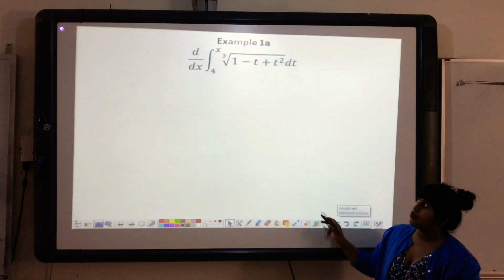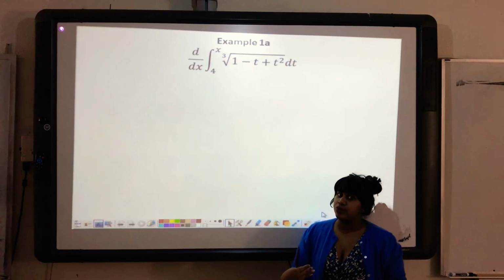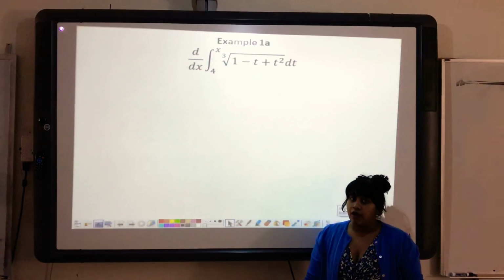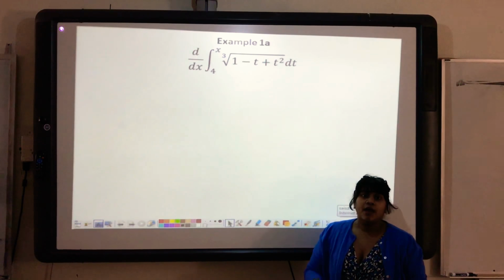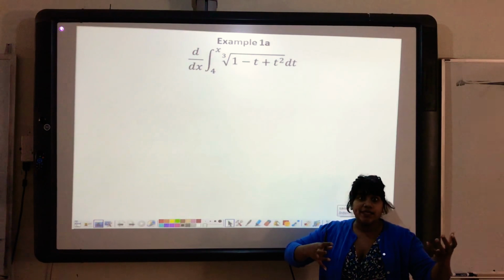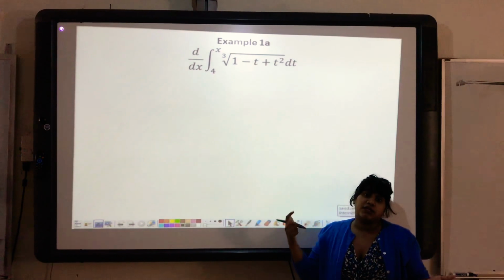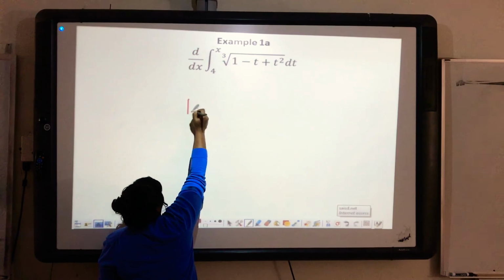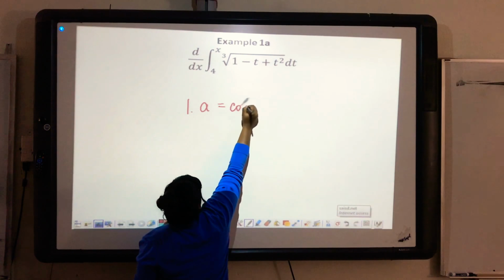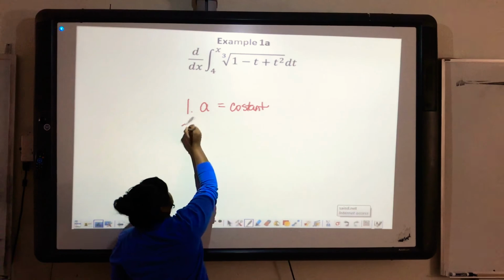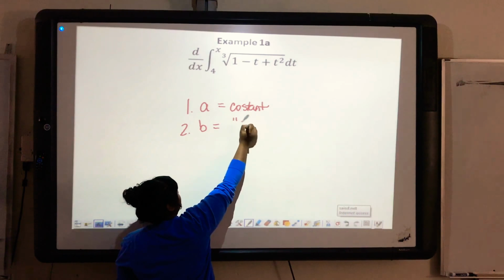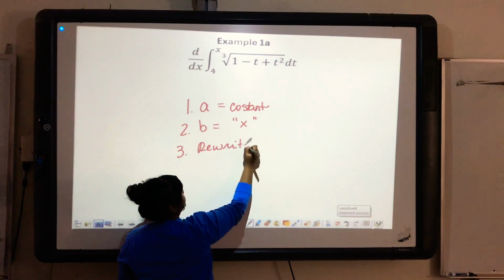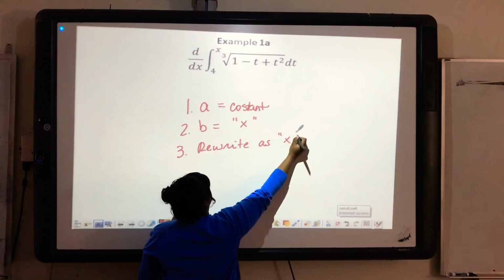So, problem number 1. Now, when I did our exploratory problems, I did step 1, we integrated the definite integral and evaluated it, and then step 2, we took the derivative. But we saw that something happened. We were able to just simply replace. So let's talk about some conditions where that's okay. Condition number 1, is my A a constant? Condition number 2, is B simply just X? Then we can just rewrite as X.